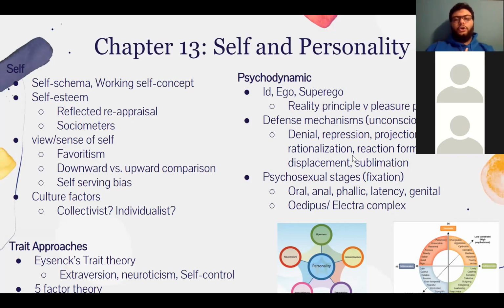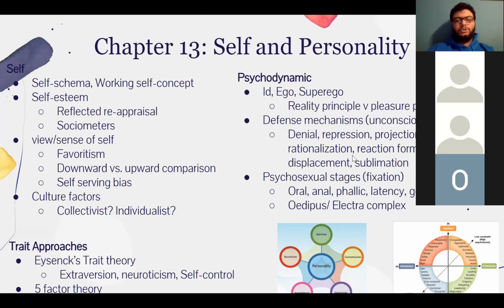Projection is when you're feeling or thinking something and you're projecting it onto something else or someone else. So kind of like how you're mirroring it because you don't want to face it yourself. Rationalization would be kind of like making excuses or justifying actions, thoughts, emotions, anything like that.